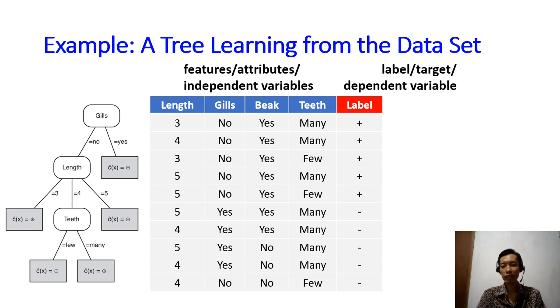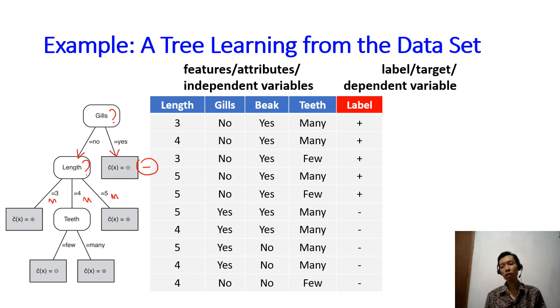Once we have a labeled data set, we may create or train a data mining model to find the patterns from the data set. For example, here we have a decision tree, which is one of the data mining models. Based on the tree, we ask whether the fish has gills or not. If yes, then according to this tree, the fish is not a dolphin. But if the fish does not have any gills, then we need to ask another question about the length. Is it 3 meters long, 4 meters long, or 5 meters long?